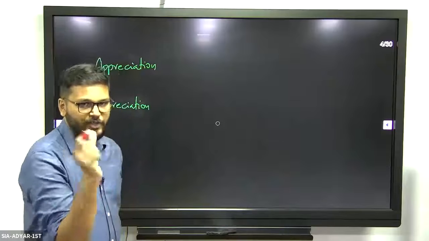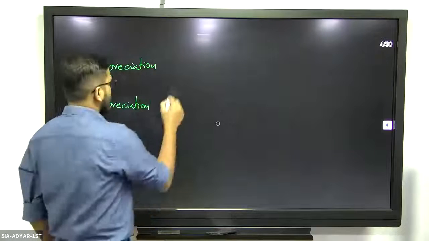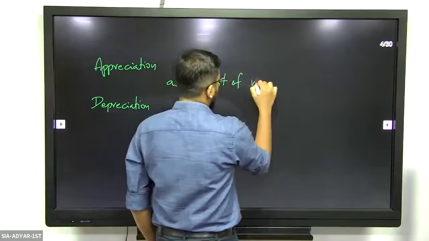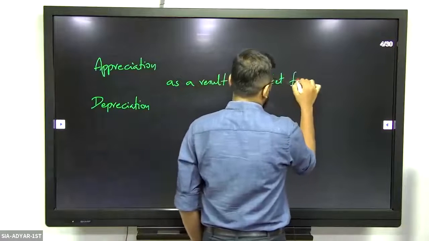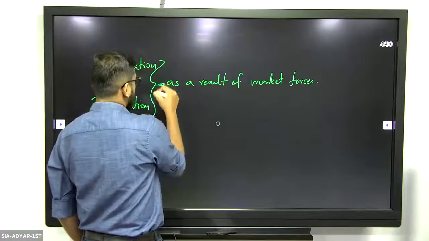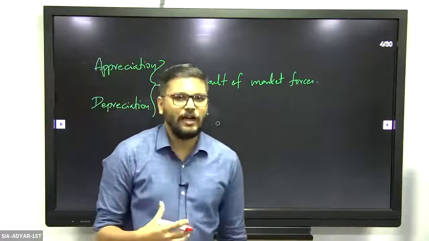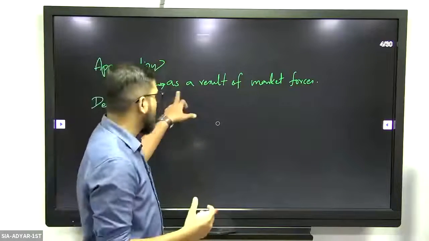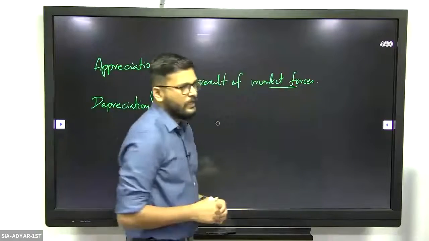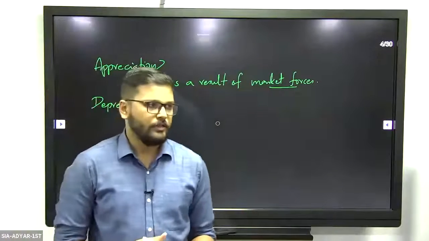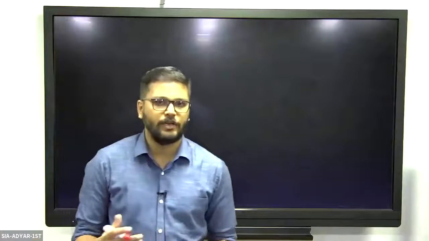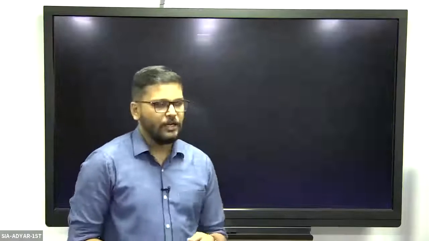But there is a phrase to be added at the end: as a result of market forces. In both cases, you will have to add this at the end. So appreciation is increase in the value of a currency in comparison with another currency as a result of market forces. And what are market forces? Yesterday itself I told you, demand and supply. Demand for one currency, supply of that currency, or demand for another currency, supply of that currency. Depreciation is decrease in the value of one currency in comparison with another currency as a result of market forces.